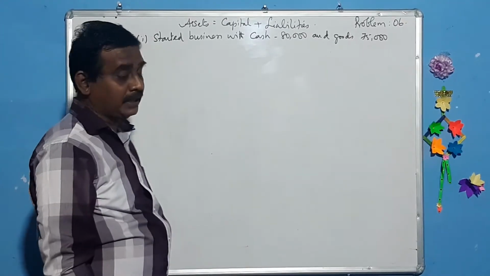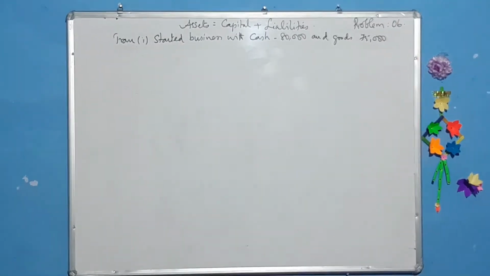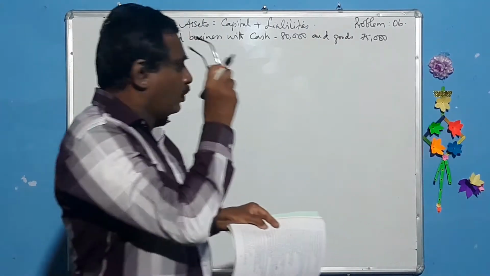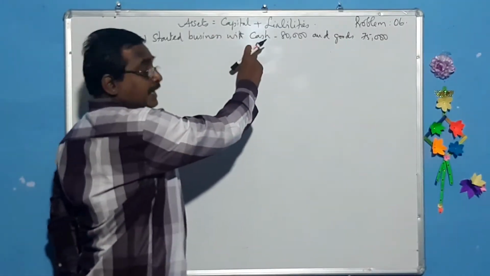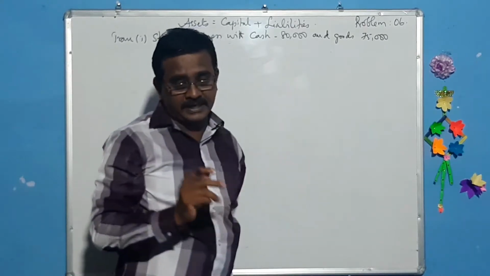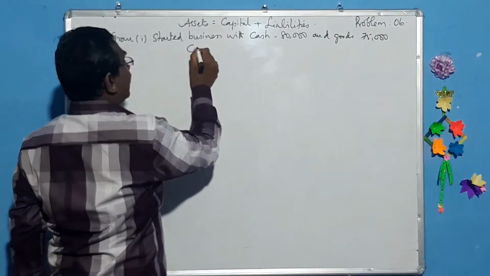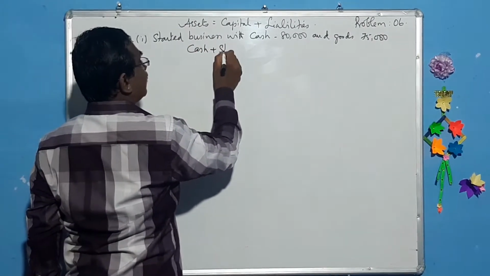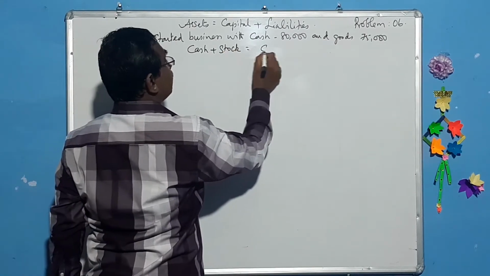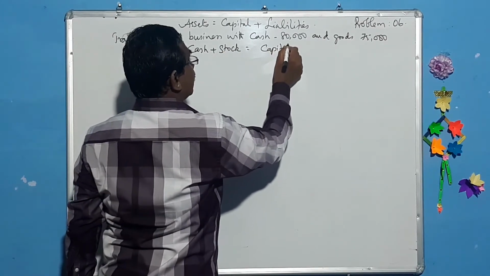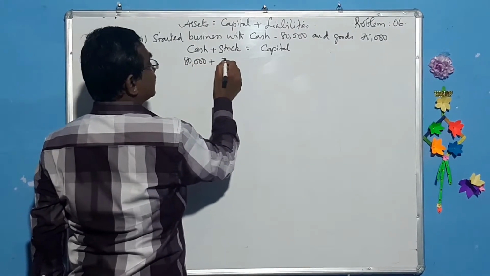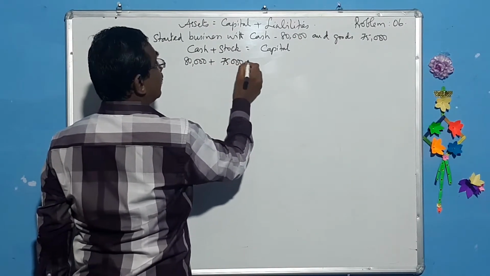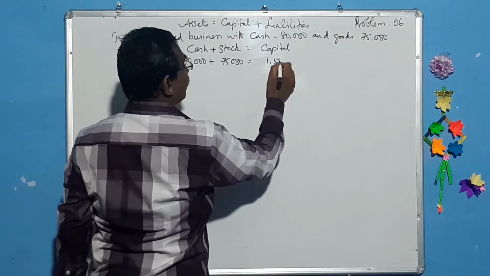Started business with the cash 80,000 and goods 75,000. Then cash is an asset and goods should be taken as a stock. So cash plus stock gives you capital. What is cash? 80,000. What is stock? 75,000. What is the capital? 1,55,000.